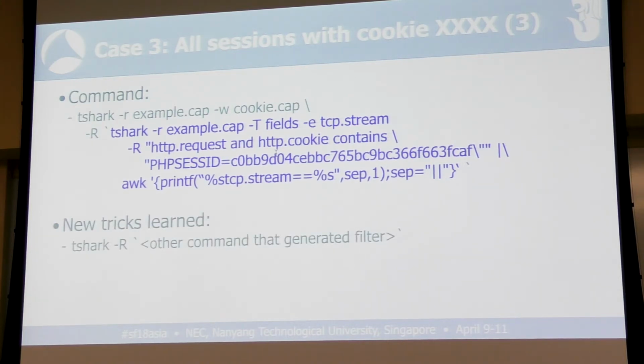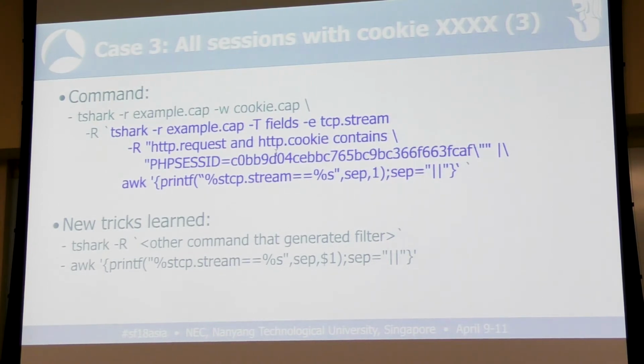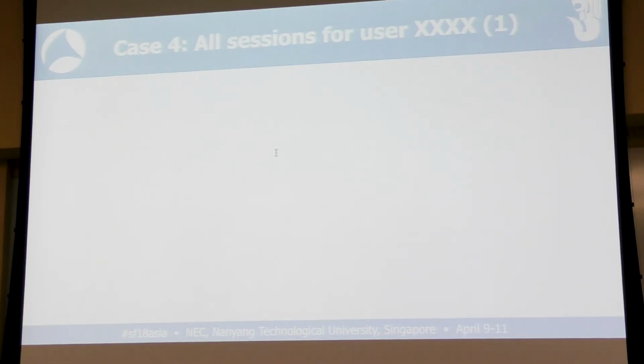So what did we learn? We learned how to use the output of a certain tshark command, or another command that generated a filter, and use that as a display filter for new commands. We created a filter from a list of streams. So this is a very handy trick to create a filter that doesn't have an extra OR in between, or at the end or the beginning of the filter.